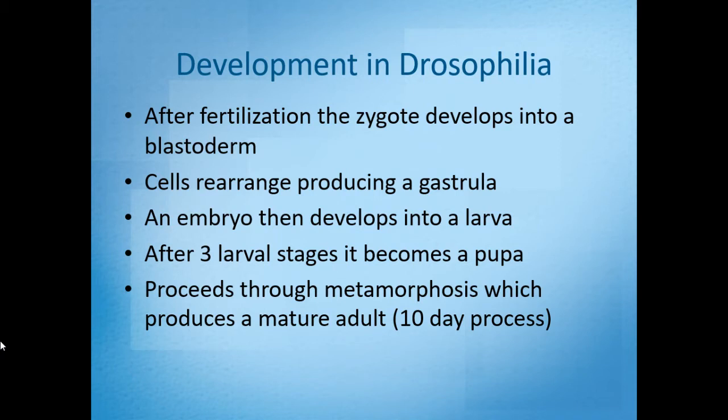So after fertilization, back to the flies, the zygote's going to develop into a blastoderm. The cells are going to rearrange, producing a gastrula. The embryo is then going to develop into a larva. After 3 larval stages, it becomes a pupa, and it proceeds through metamorphosis, which produces a mature adult. It's a 10-day process. It's super fast.